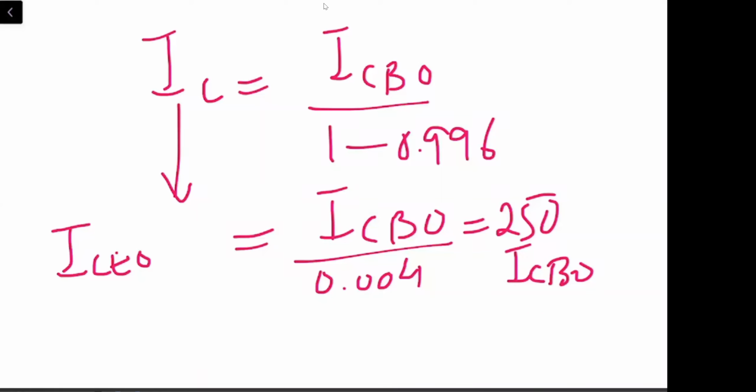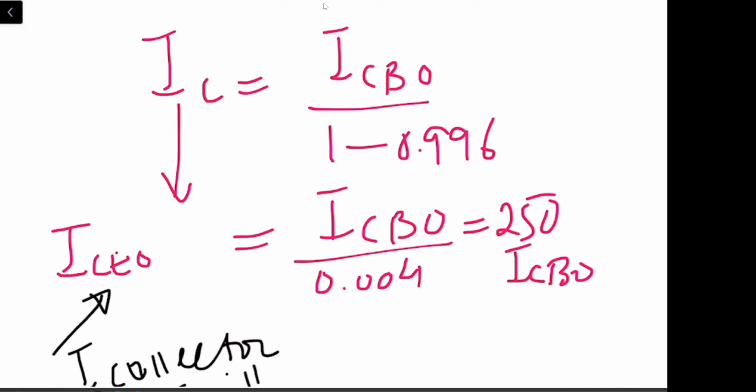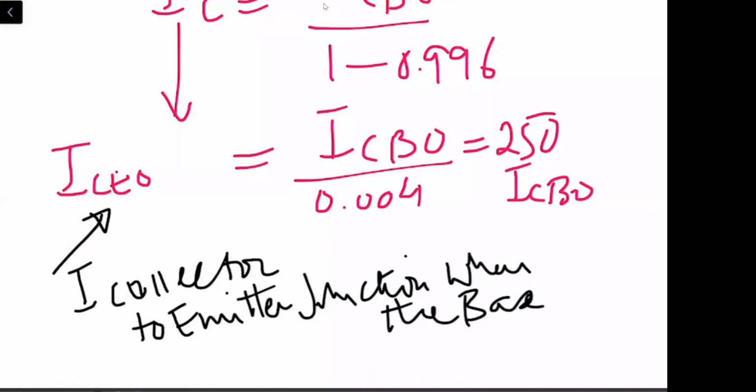ICEO is that current which is flowing in the collector to emitter junction when the base is open.